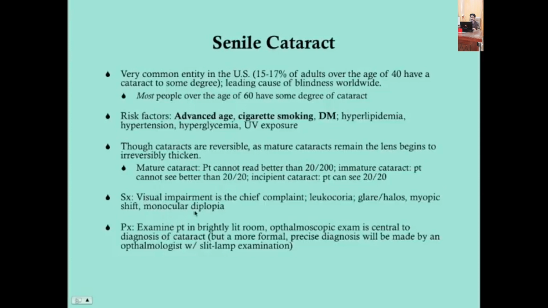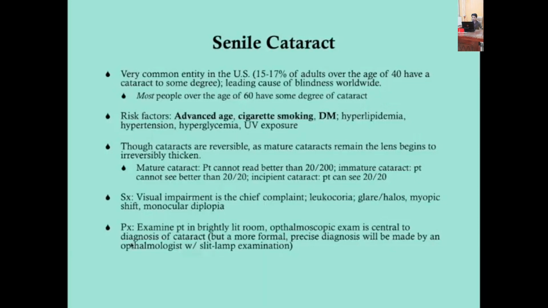And then monocular diplopia is just simply diplopia, double vision, that doesn't go away when you cover one eye. So they'll have double vision. Usually when you cover one eye, the double vision should go away, like for instance in strabismus. But with monocular diplopia, that won't go away. You'll continue to have double vision.